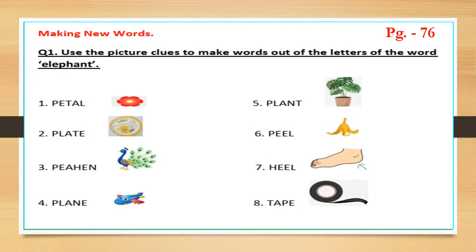Next, here is the picture of banana peel. So we will write P-E-E-L, peel. Next, number 7th given picture, heel. H-E-E-L, heel. Next, number 8 is given picture of tape. So we will write spelling of tape. T-A-P-E, tape.